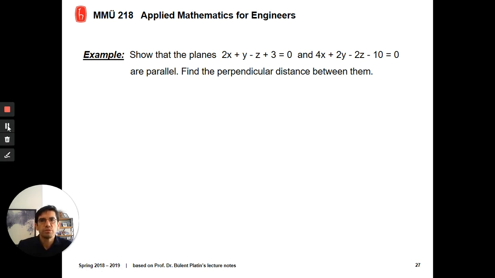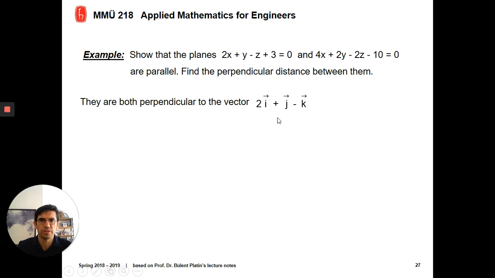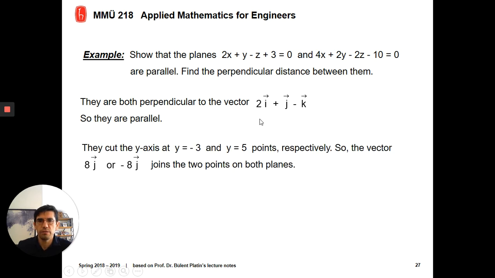So I have two planes here, and they are in closed form. So the coefficients of x, y, z are actually the components of the normal vector, and we can represent it by 2i + j - k here. And the point where these two planes are cutting the y-axis can be found by giving zeros to x and z, and its y is at -3, y at 5.